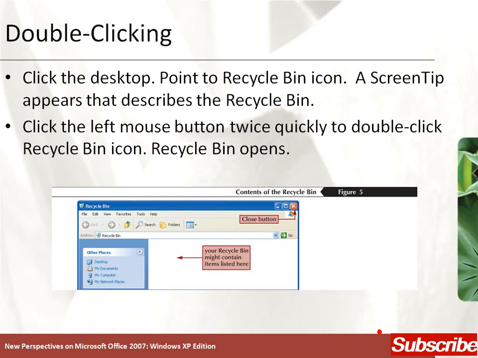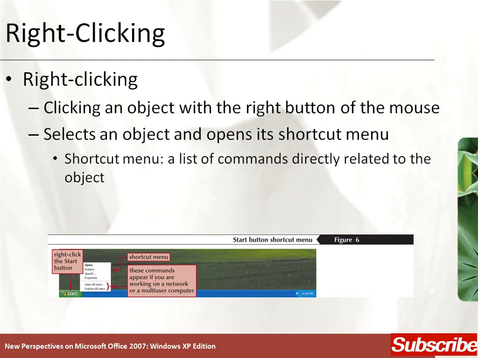Exactly, you're the one knowing each and everything. Right clicking, I did it right now. Right clicking means clicking an object with the right button of the mouse. First you need to select. What do you mean by selecting? Pointing at any object is called selection. Right clicking selects an object and opens its shortcut menu. A shortcut menu is a list of commands directly related to the object.